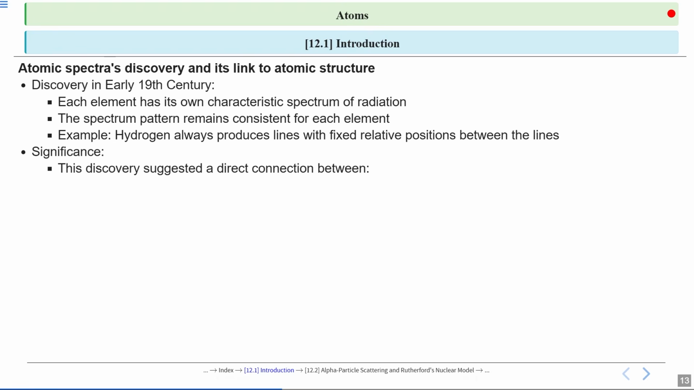This led to the idea that there is a direct link between the spectrum of radiation an atom emits and what's happening inside the atom. In other words, the way atoms are built determines the kind of light they give off.